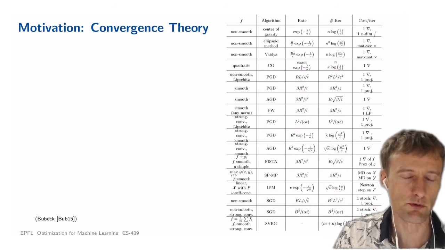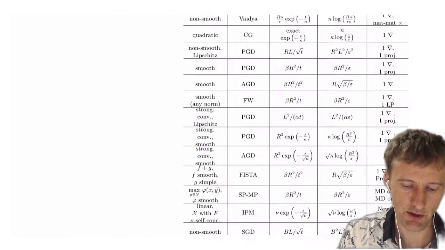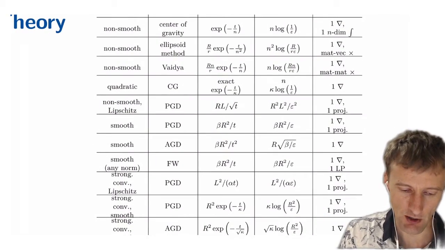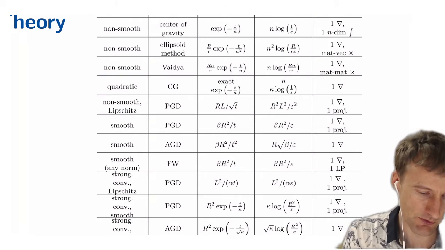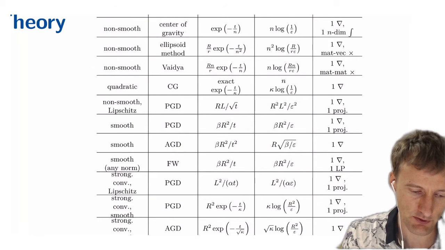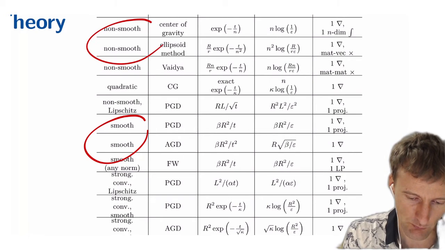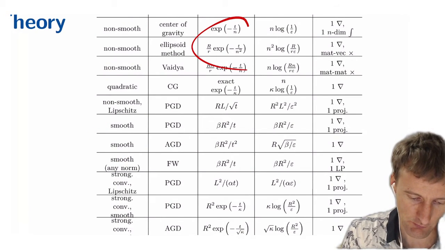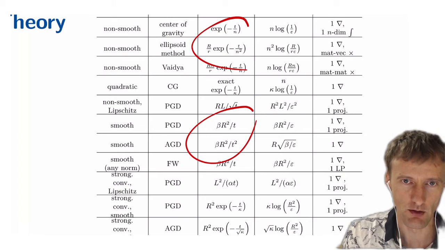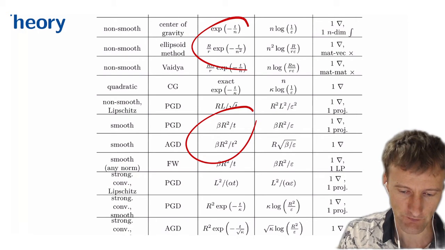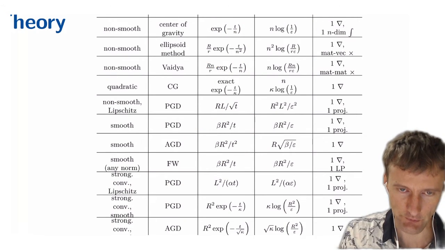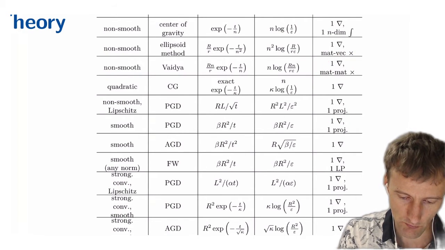If you want to get more of an overview of how these things look, as you can see on the left, you have different classes of functions. So if the function has this and that property, for example, it's smooth or it's not smooth, depending on that you get different rates. What is the error after t steps? And you can also discuss how expensive is your algorithm for one step. So that's also a consideration.